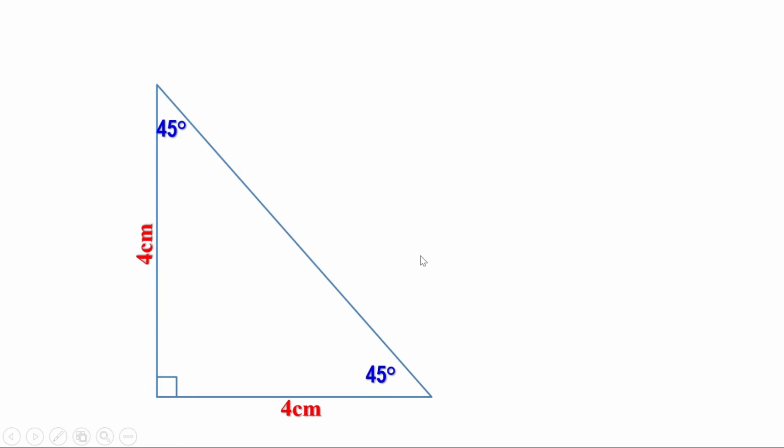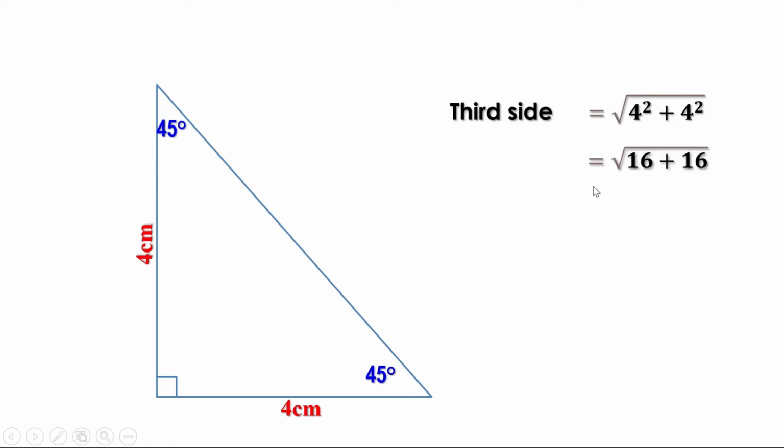It is the hypotenuse. We know hypotenuse equal to root of base square plus altitude square, or the third side is equal to root of 4 square plus 4 square. And 4 square is 16. So this can be written as root of 16 plus 16. 16 plus 16 means 2 times 16. So this can be written as root of 2 into 16. Root of 2 into 16 can be written as root 2 into root 16. Root 16 is 4. Therefore, this can be written as root 2 into 4 or 4 root 2. That means when this side is 4, this side is 4 and this side is 4 root 2 centimeter.